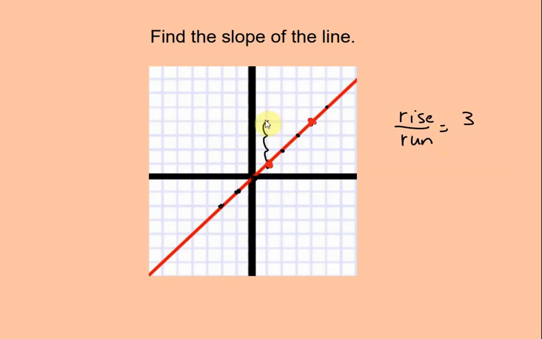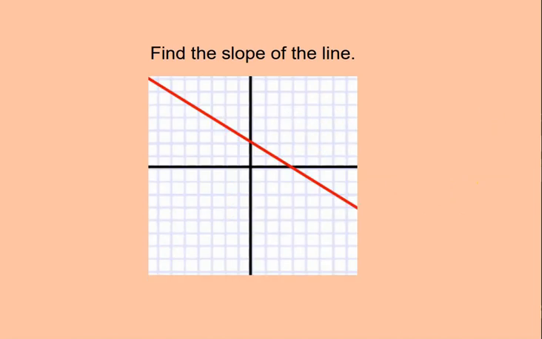And then I'm running 1, 2, 3. So that's 3 over 3, which reduces to 1 over 1, or I can just say 1. Okay, so let's say instead if I went from this dot to this dot. Well, I rise 1 and I run 1. So I rose 1, I ran 1, and so that still gives me a 1. So as I said, it doesn't matter which dot we go to or from. As long as we reduce our fraction, we're going to get the same slope.